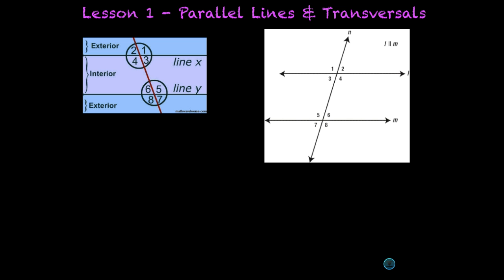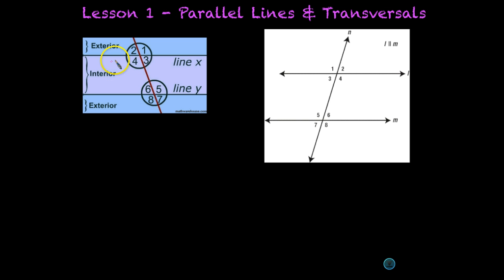Okay, so let's look at first a set of parallel lines over here on the left. We have these two parallel lines here, and we have a transversal in red cutting through the middle. What happens when a transversal cuts through two parallel lines? Well, notice we have 8 angles that are formed from that transversal. We have 4 up here at the top, and we have 4 down here at the bottom.